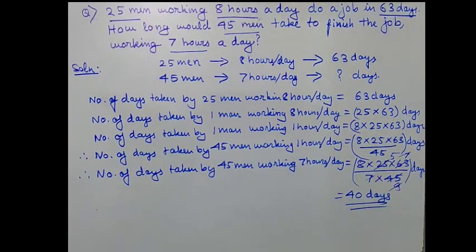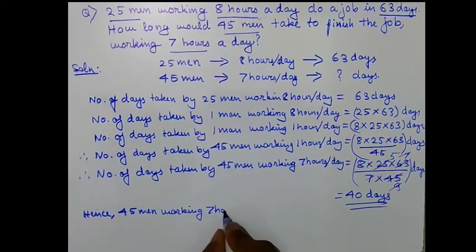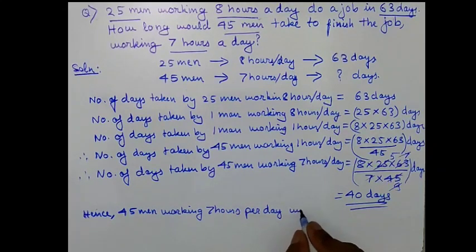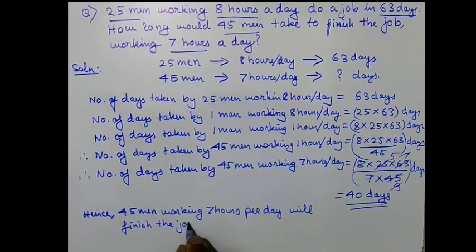So we can say hence 45 men working 7 hours per day will finish the job in 40 days. Clear?